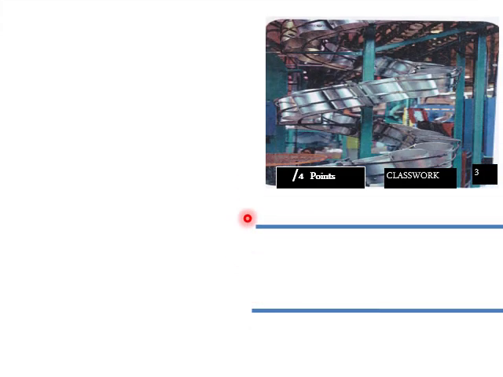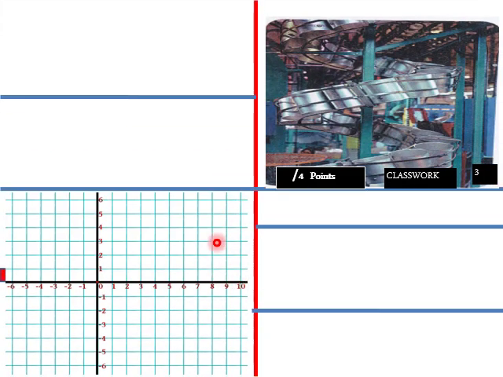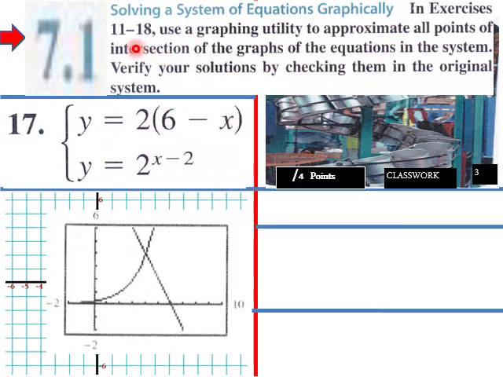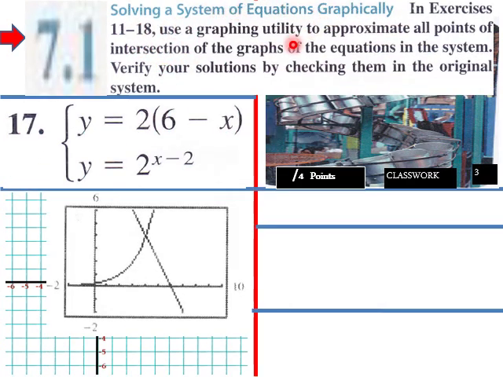Okay, let's try an example now of these types of methods. Solve a system of equations graphically. In exercises 11 through 18, use a graphing calculator to approximate all points of intersection of the graphs of the equations in the system. Verify your solutions by checking them in the original system.